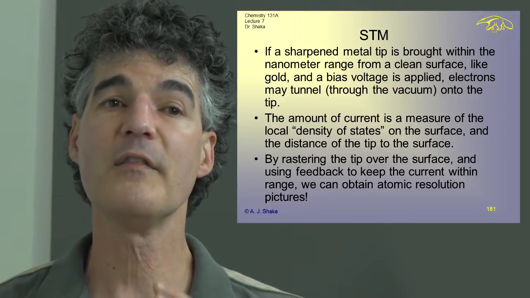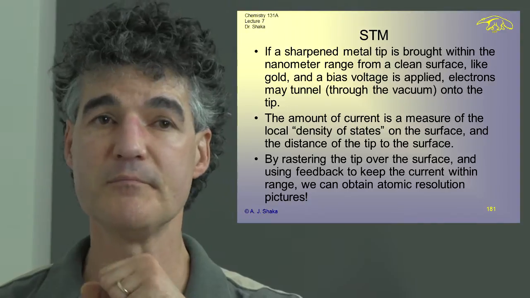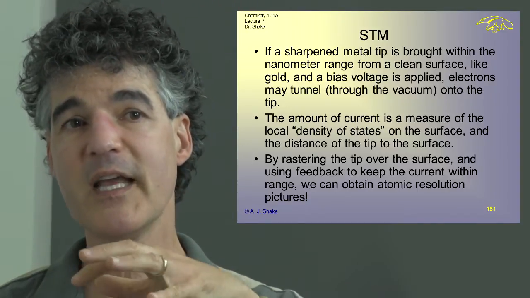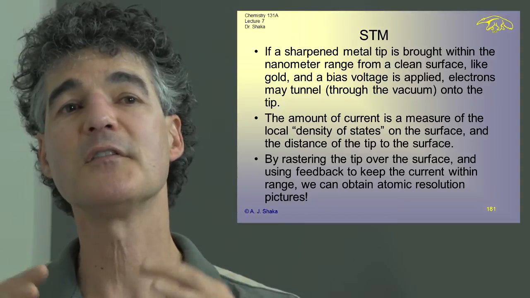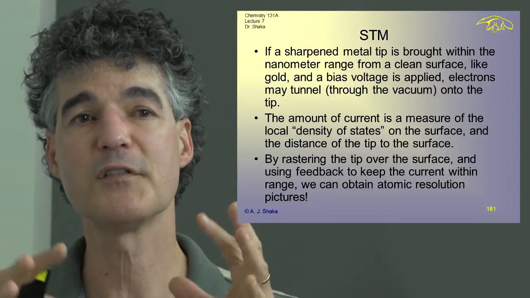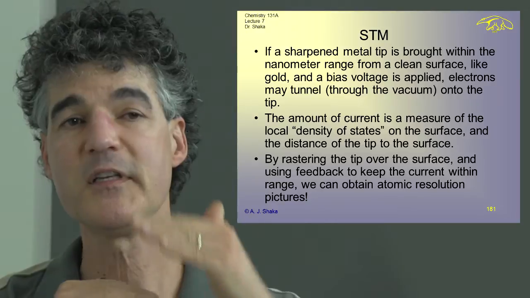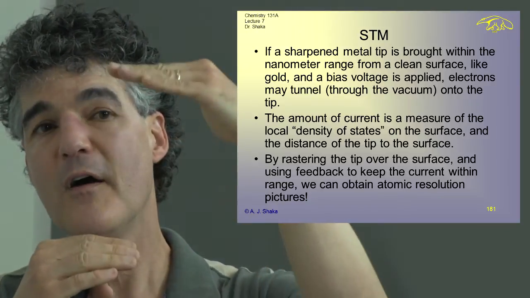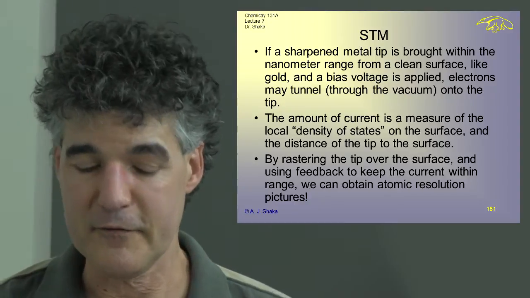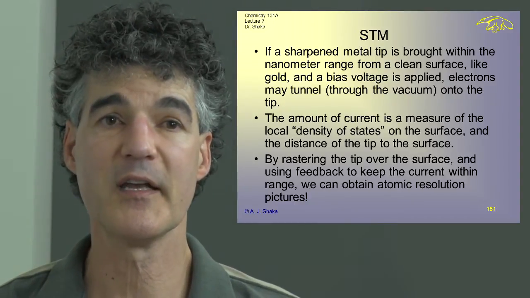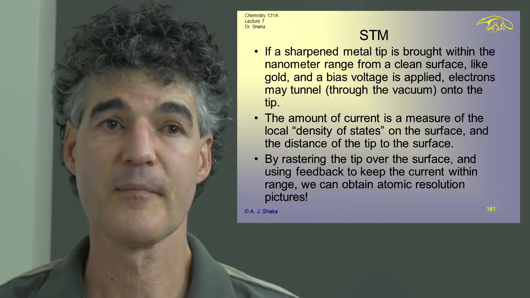The amount of current that you get is a measure of the local density of states. In other words, it has to do with how many electrons can be there and how their wave functions are on the surface, and the distance of the tip to the actual surface itself. And this works with a conducting surface.